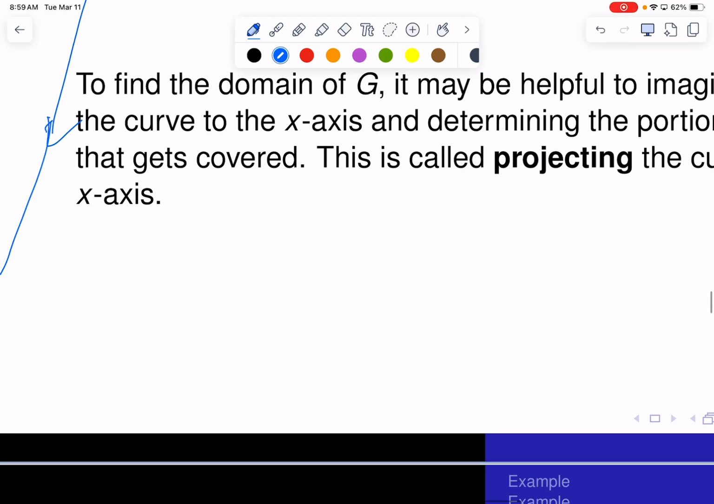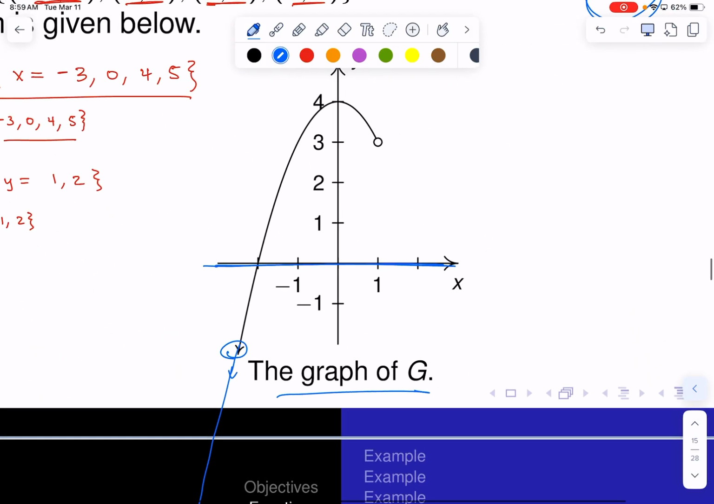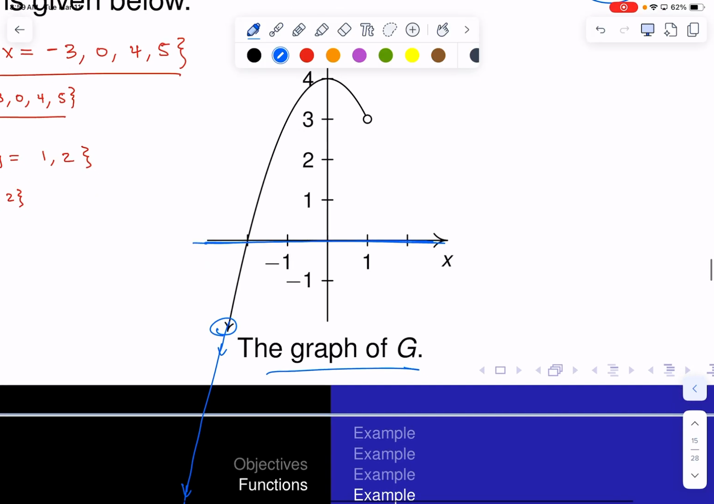I'm going to run out of room. But will this thing keep going to the left? 100%. This thing is going to the left forever. How far does it go to the right? It goes to 1. Does it hit 1? No, that open circle means there's nothing there. It doesn't actually hit it. It can get closer to it, but it never gets there because there's nothing there.